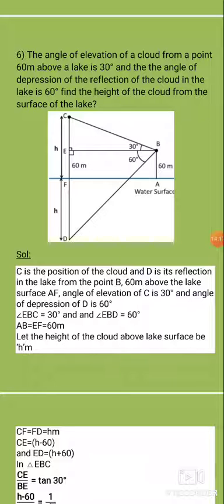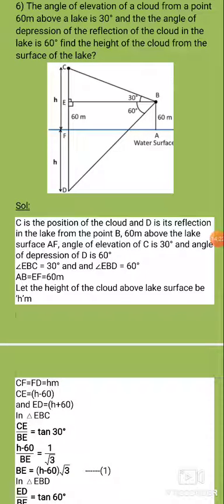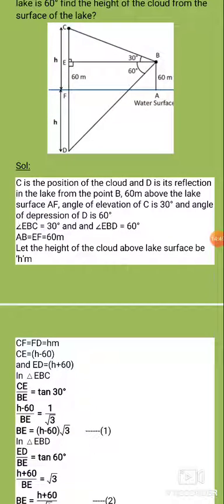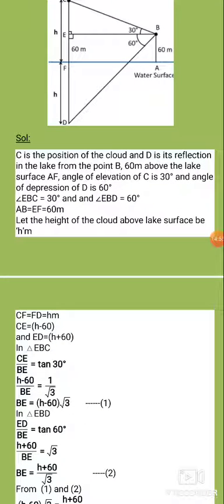CE by BE is equal to tan 30. So (h minus 60) by BE is equal to tan 30, that is 1 by root 3. So BE is equal to (h minus 60) into root 3. Now second triangle, in triangle EBD, ED by BE is equal to tan 60. So ED is equal to h plus 60, so (h plus 60) by BE is equal to root 3. Now BE is equal to (h plus 60) by root 3. Put this as equation number 2.